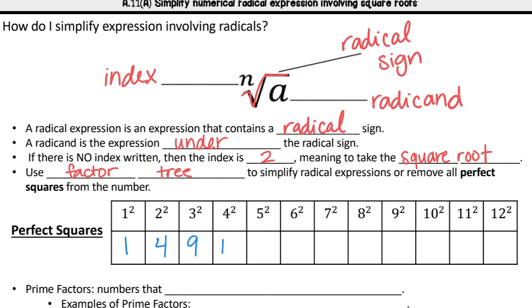4 squared is 16. 5 squared is 25. 6 squared is 36. 7 squared is 49. 8 squared is 64. 9 squared is 81. 10 squared is 100. 11 squared is 121, and 12 squared is 144. Okay, so we can always go back to the original number by taking its square root.